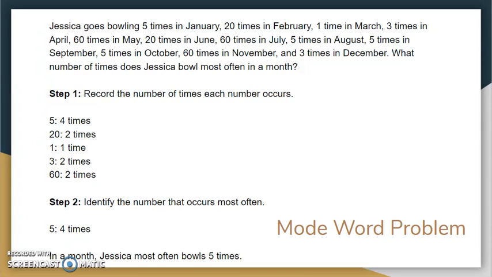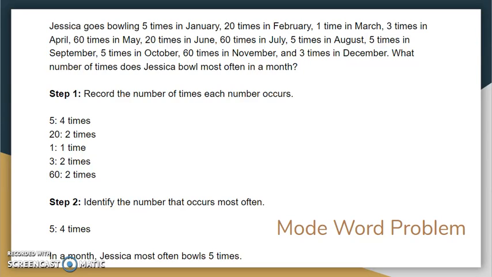Jessica goes bowling 5 times in January, 20 times in February, 1 time in March, 3 times in April, 60 times in May, 20 times in June, 60 times in July, 5 times in August, 5 times in September, 5 times in October, 60 times in November, and 3 times in December. What number of times does Jessica bowl most often in a month?